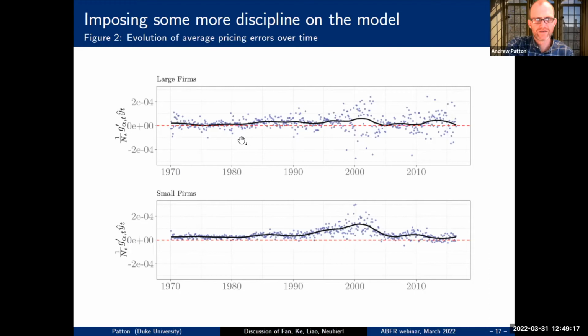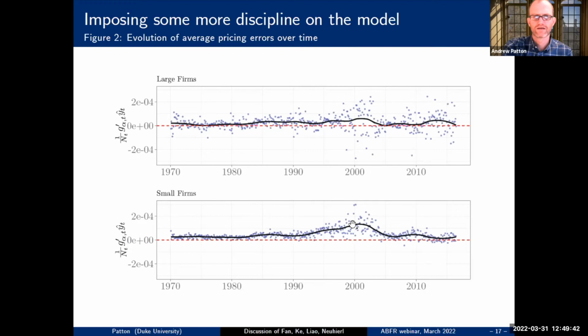You can see the black line is not flat at zero, but there's a lot of variation around it that covers zero. So it looks to me like in the upper panel, these large firms don't appear to have much pricing error, whereas for the small firms the magnitude is not that much larger, but almost all the point estimates are positive. If one was to put a confidence interval around this black line, I imagine we would see that the pricing errors are significantly different from zero for these small caps.